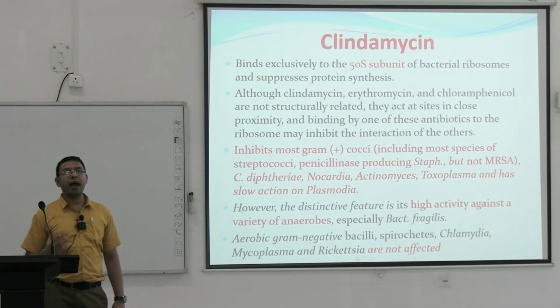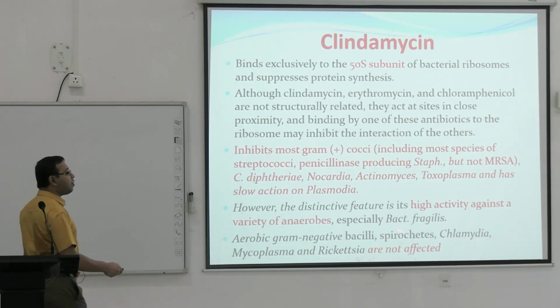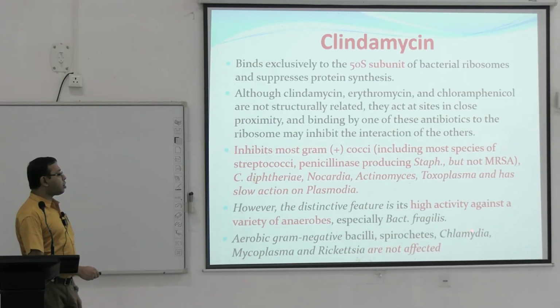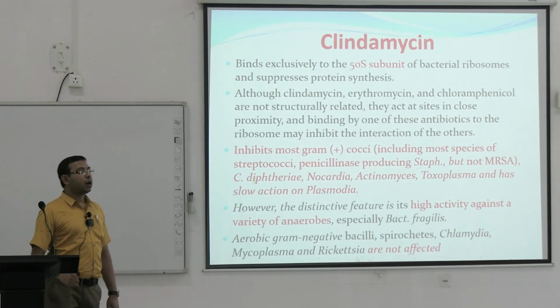So they are mainly active against anaerobic bacteria, anaerobes. The most common anaerobe is Bacteroides fragilis. Aerobic gram-negative bacilli, spirochetes, chlamydia, mycoplasma, and rickettsia are usually not affected by clindamycin.